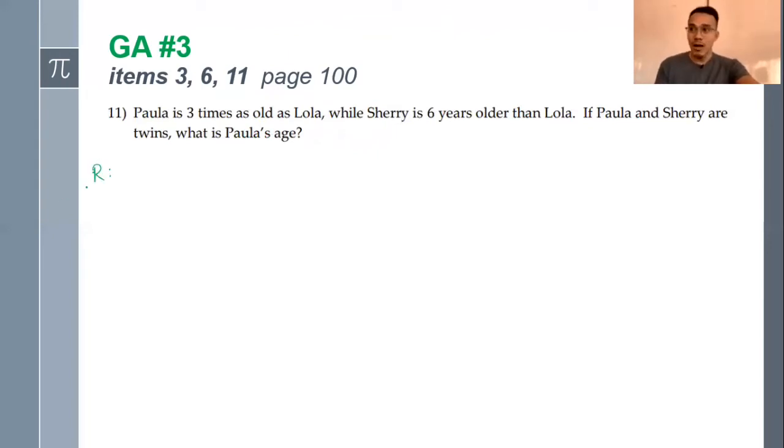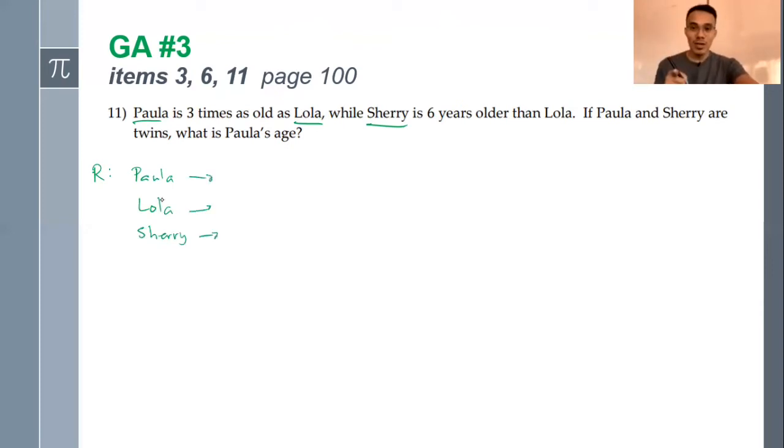Before I'm going to have my representation, let's analyze first the problem. In the problem, there are 3 people involved: Paula, Lola, and Sherry. We're talking about their ages, right? So I can have here Paula, Lola, and Sherry. O, pwedeng ganito lang, shortcut.